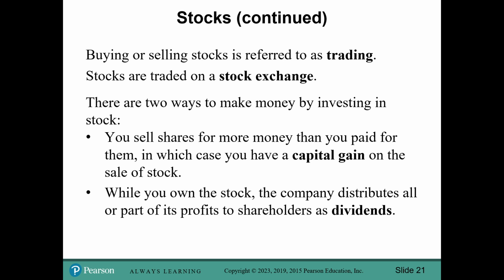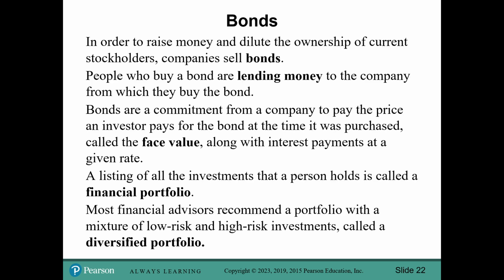So you've got a twofold thing here basically. You're buying the stock, right? You could sell the stock and make capital gains, but while you own the stock, the company distributes all or part of its profits to its shareholders as dividends. So while you own the stock, you're also making money if they're making profits. If the company is not making profits, you are not making dividends.